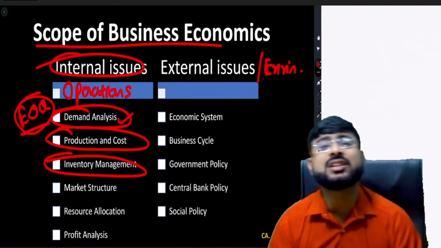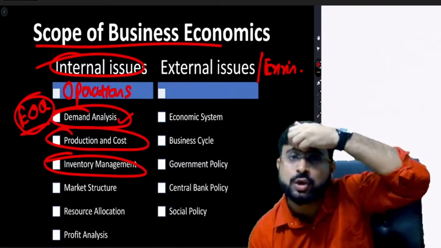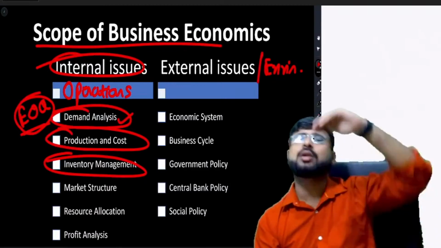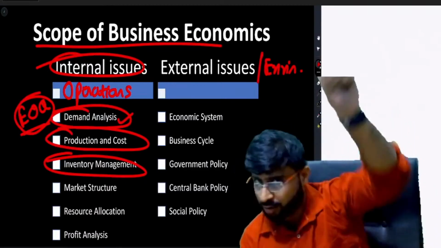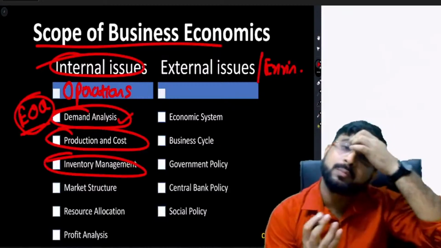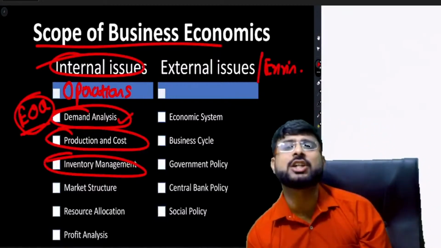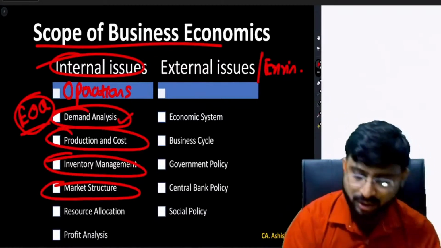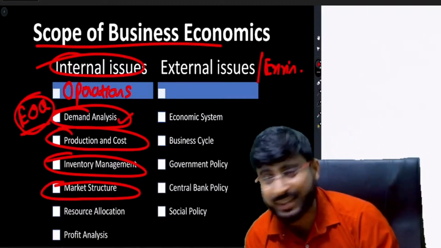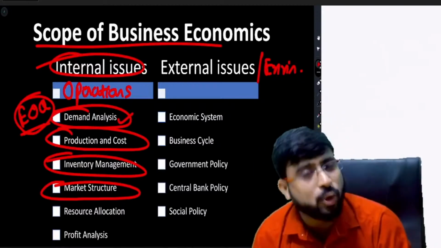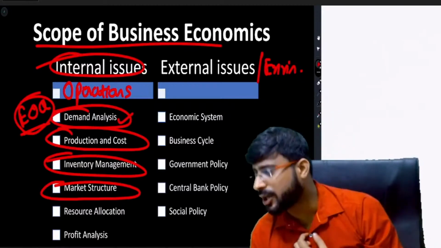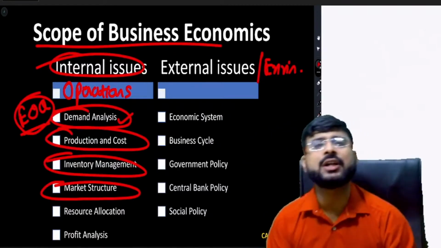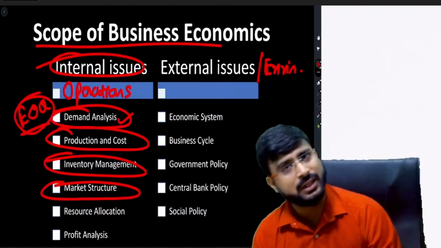EOQ is a formula by which a business organization can find out how much stock to keep in the godown at any time. You know why? Because if you maintain excess stock, that is also dangerous. If you maintain limited stock, that is also dangerous. Okay. Market structure. Business economics helps in analyzing what market we are in, whether we are in a monopoly market, where only my products are selling, or in a market flooded with competition. Business economics helps me analyze that.